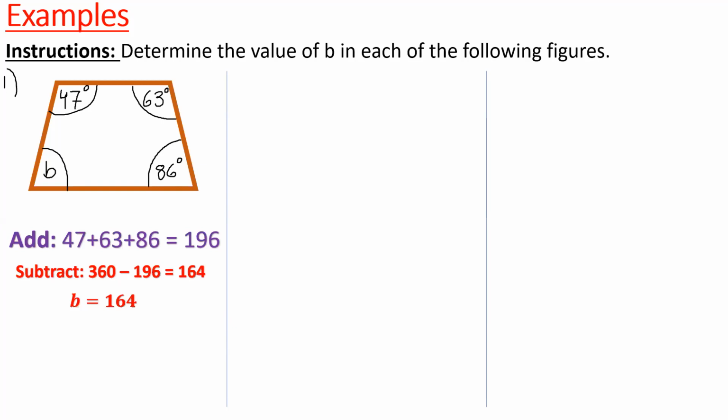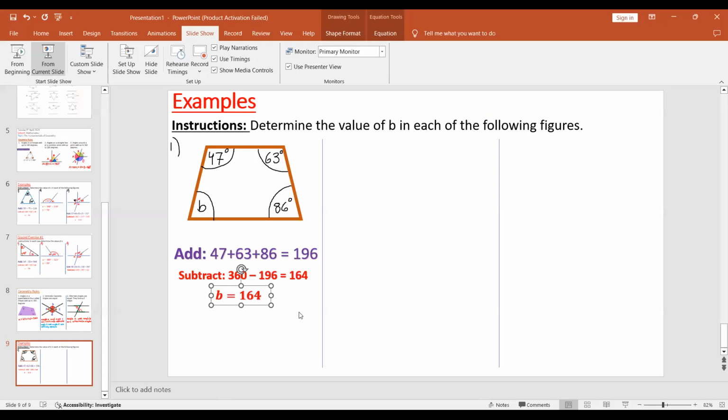So the reason why this works is because we can say that angles in a quadrilateral add up to 360 degrees. And when we say angles, we're talking about the interior angles. And by interior angles, we're talking about the angles that are inside of the quadrilateral. Let's move on to the next one.